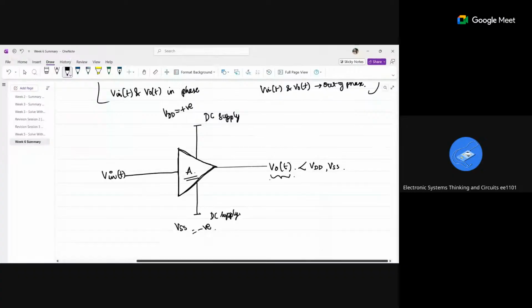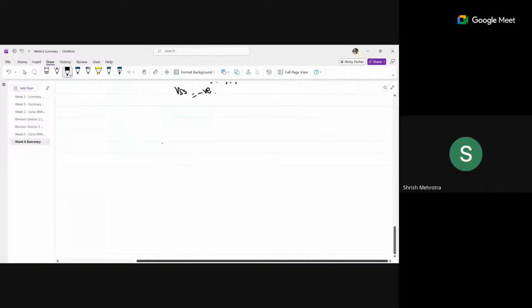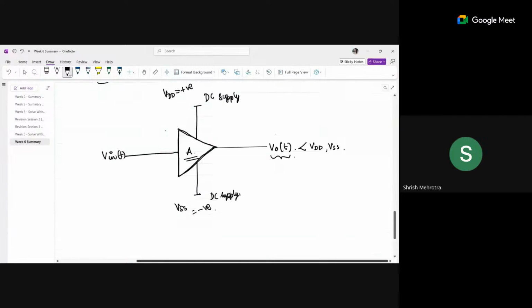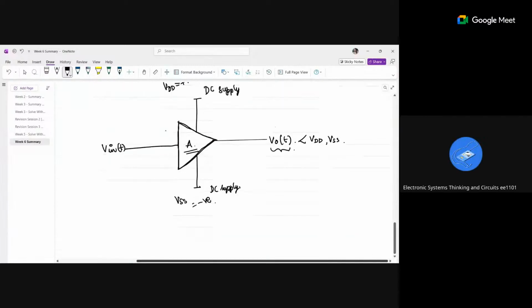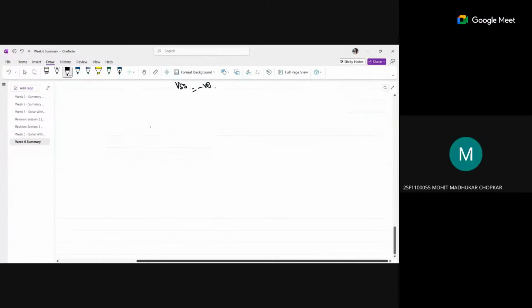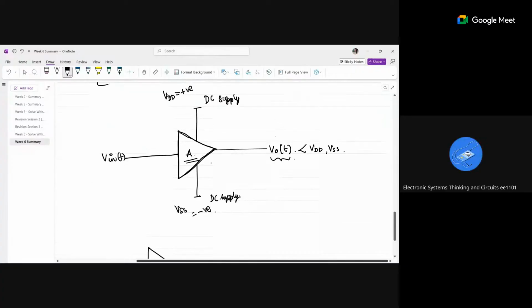Ma'am, is this non-inverting, inverting, or both? Both. For both. Okay. Ma'am, what is the VSS here? VSS is a DC power supply given at the negative side.